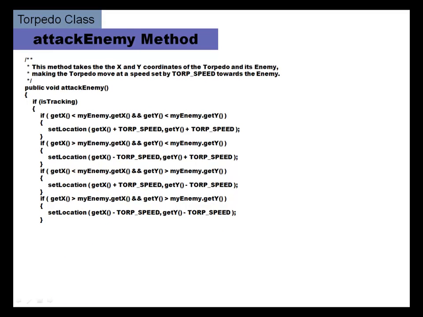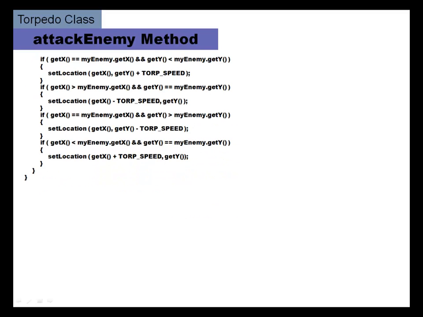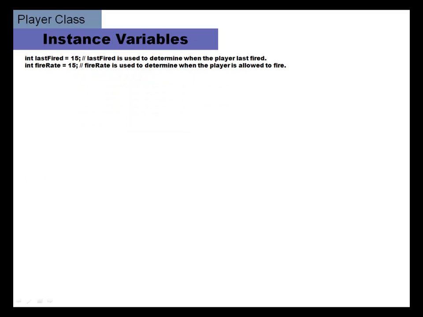Attack enemy makes the torpedo move towards its enemy, depending on where the torpedo and its enemy are. It then uses set location and the variable torp speed to move it. The code continues on the next slide, so be sure to type everything together. Save and close the torpedo class and open the player class.